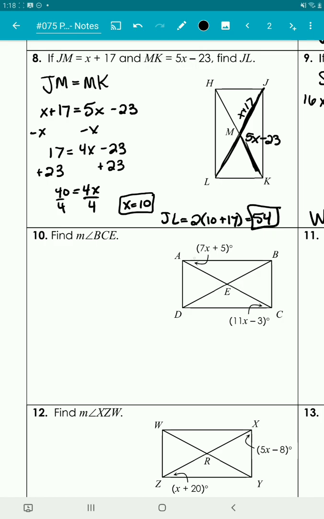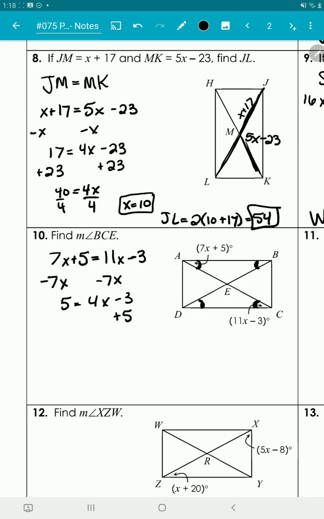Okay, remember, if they look like they're the same, they're the same. So these angles are the same, which means these two are equal. Okay, so this 7x plus 5 is going to be equal to the 11x minus 3. Let's go ahead and solve for x. Minus 5 equals 4x minus 3.